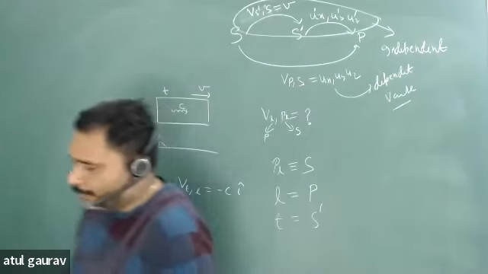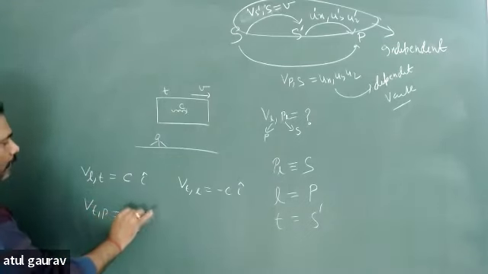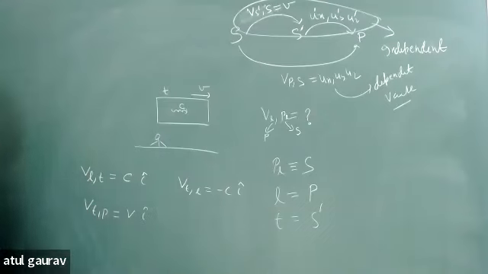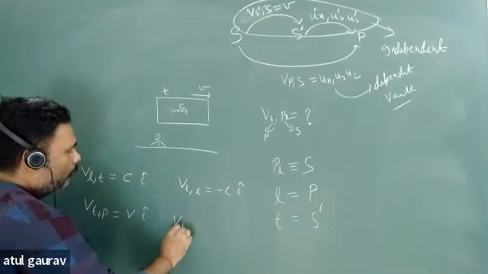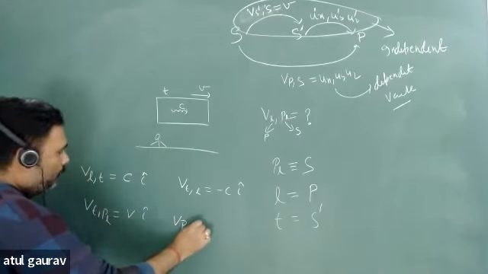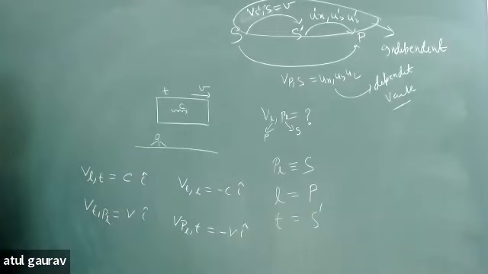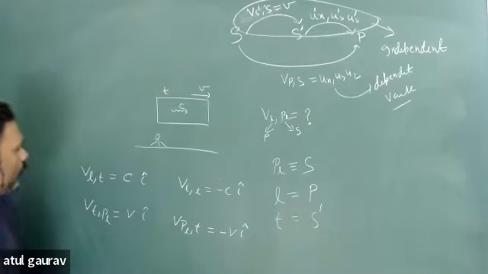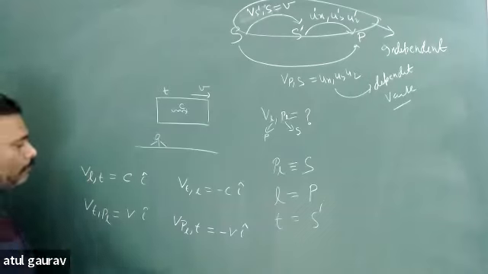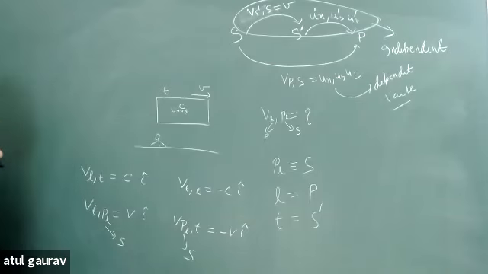Okay. Next. Velocity of train with respect to platform is V. Am I correct? So can I write the velocity of platform with respect to train is minus V in I cap direction? Yes, sir. Okay. Now look at here. What is your S frame? Platform. So here is also platform. What is your particle?